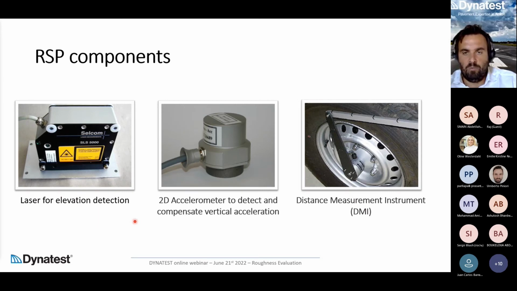Which are the components inside the inertial profiler? We have a laser for elevation detection, to measure the distance between the RSP bar and the ground. We have the accelerometer that compensates the movement of the car. And then we have a distance measurement instrument, the DMI odometer, that collects the distance in a very accurate way.